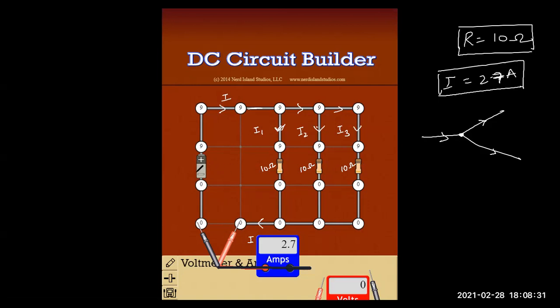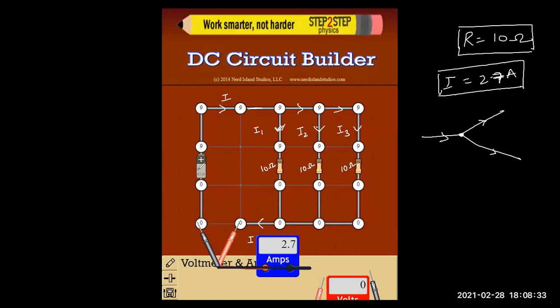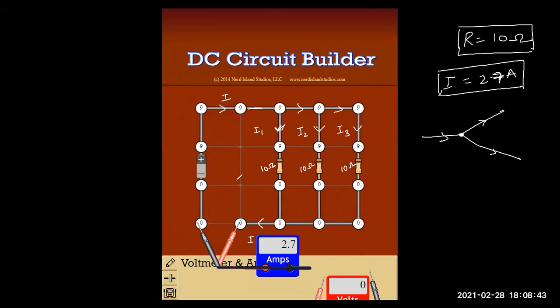And in series, what was the case? In series, what was happening? The sum of all the potential differences was equal to that of the battery, correct? But what's happening over here? Potential difference across each resistor is equal to that of the battery. So if I connect a voltmeter over here, in each case I will get 9 volts, 9 volts, 9 volts.